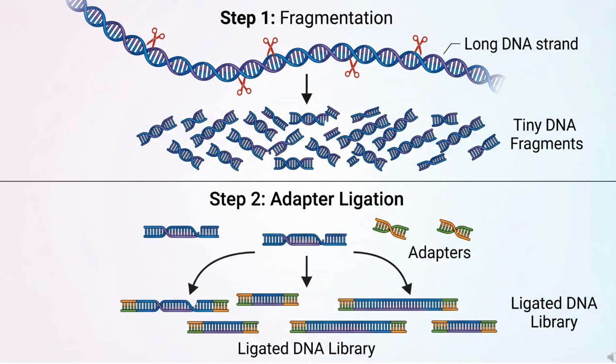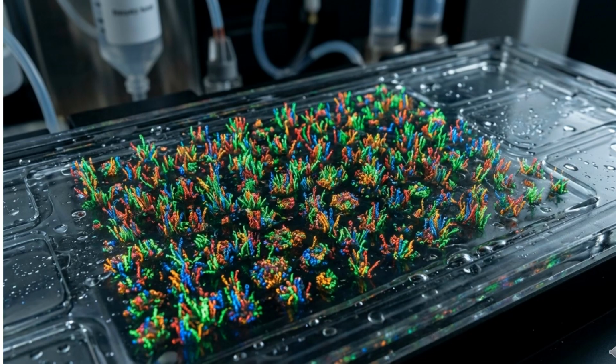Step 2 is library preparation. We attach short, synthetic pieces of DNA called adapters to the ends of these fragments. These adapters act like physical keys that allow the DNA to stick to a specialized glass slide called a flow cell.